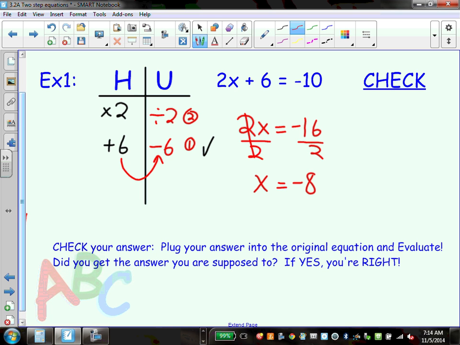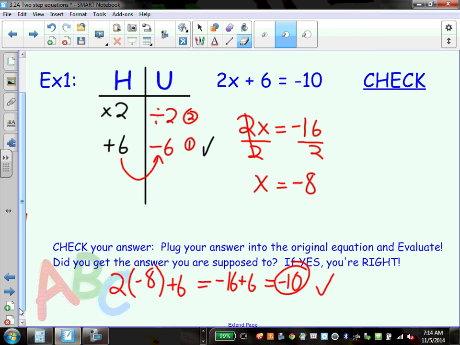Our value is negative 8, so does 2 times negative 8 plus 6 equal negative 10? Well, 2 times negative 8 is negative 16 plus 6. Negative 16 plus 6 is negative 10. So, yes, we got the answer right. If you didn't end up getting negative 10, which is what we had here on the other side, then something went wrong. Let's see a few more examples.